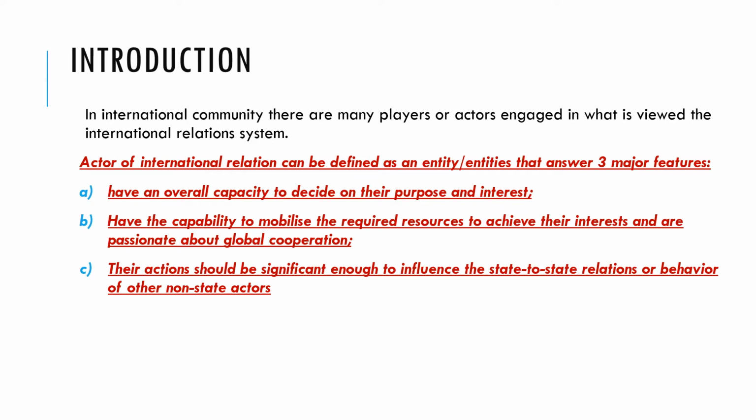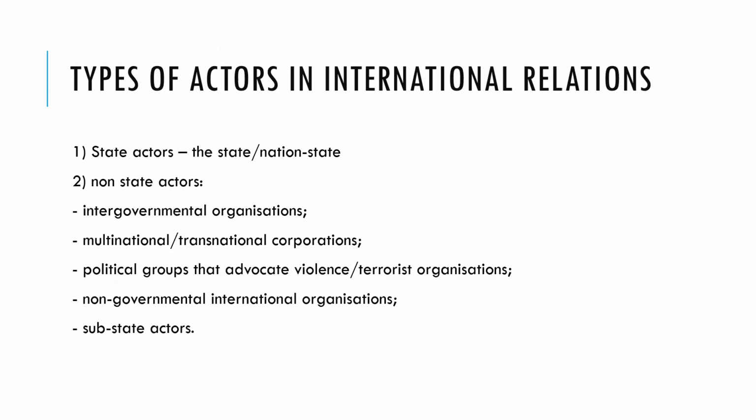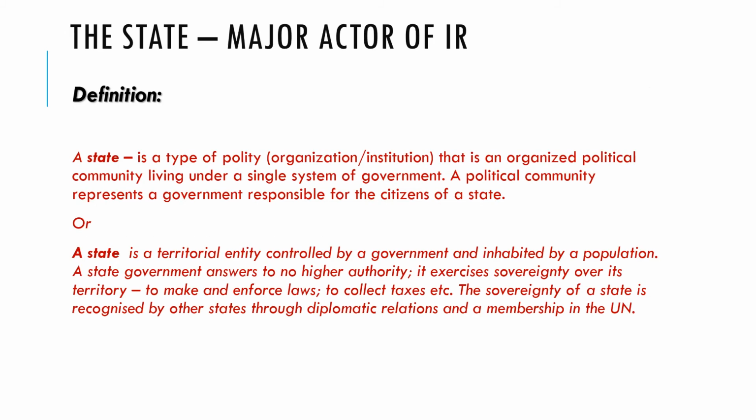Their actions should be significant enough to influence state-to-state relations or the behavior of other non-states. Furthermore, we can differentiate among the following types of actors in international relations. State actors are the states or nation states. Non-state actors are intergovernmental organizations, multinational and transnational corporations, political groups that advocate violence or terrorist organizations, non-governmental international organizations and sub-state actors. So we are going to go through them one by one.